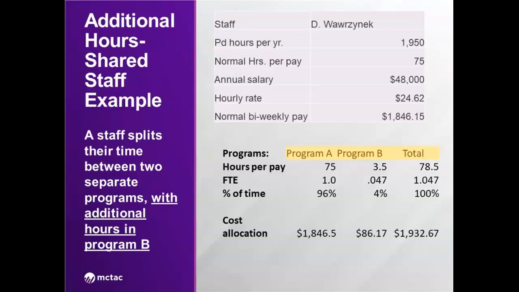And 3.5 hours of my 78 is 4%. And so I'm going to allocate. I'm still going to have under 100%, but I'm going to allocate that based upon the hours that this individual spent. So we're allocating based upon what program they worked in. They had additional hours. We're going to pay that individual those additional hours and assign them correctly to the programs.